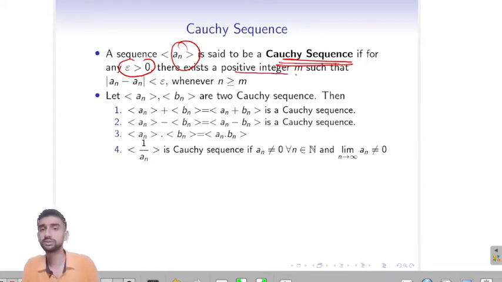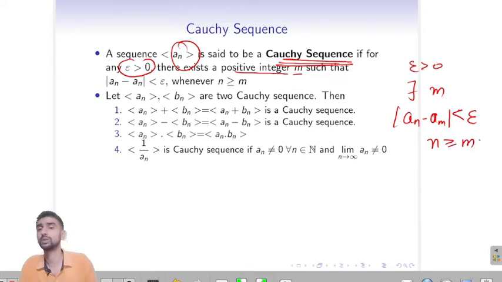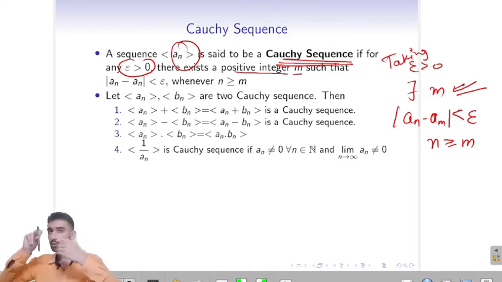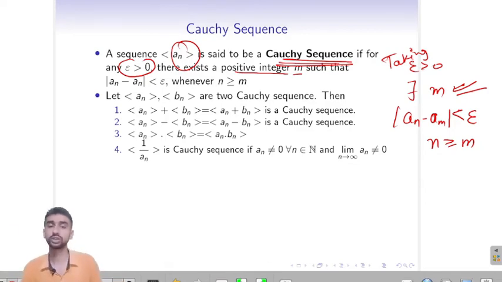For every epsilon greater than 0, there exists a number m such that the difference of two terms of the sequence, a_n and a_m, is less than this very small quantity epsilon, whenever n and m are greater than or equal to that number. So what you can say is, I can take any number as small as possible, and after some point, the terms will get closer, the difference will approach 0.